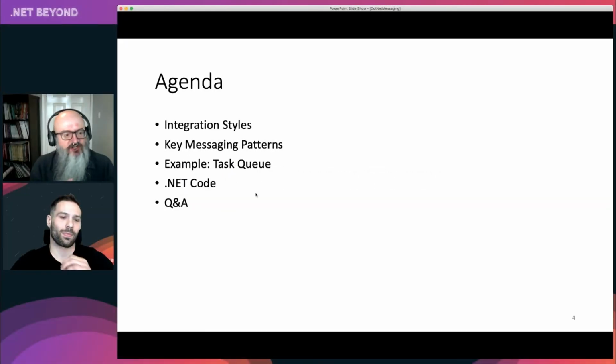I talked a little bit about integration styles. That may be a bit of a recap of stuff you've heard earlier, but hopefully it'll help frame where messaging sits amidst the variety of integration styles. And then we'll talk about some of the key ideas behind messaging. I'll show you an example of a use of messaging in a task queue. And then we'll look at some .NET code, just to give us an idea about how you might do messaging in .NET. And there's a Q&A section towards the end.